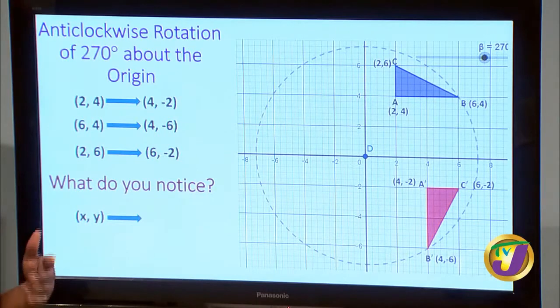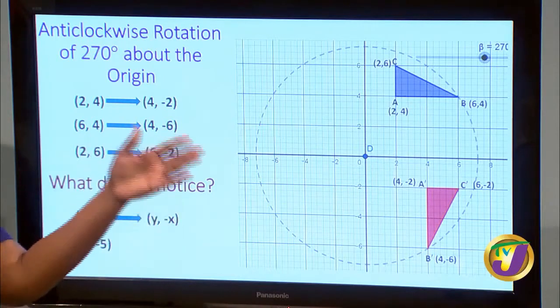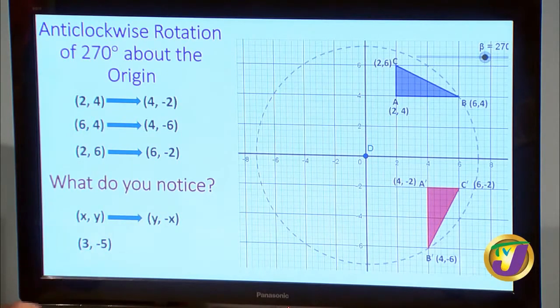So I think we're on track with what we're doing, yes? Yes. But again, we want to ensure that we do a point separate and apart from the ones we have. So let's look at this one, which has the point 3, the coordinate 3, negative 5. What happens if this point undergoes this particular rotation? So let's take it step by step.